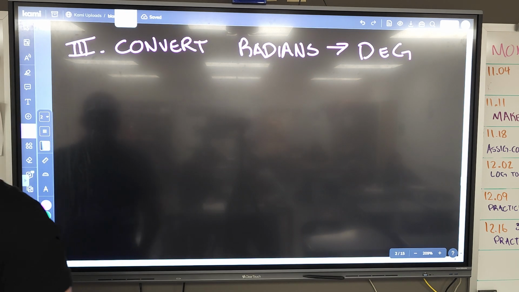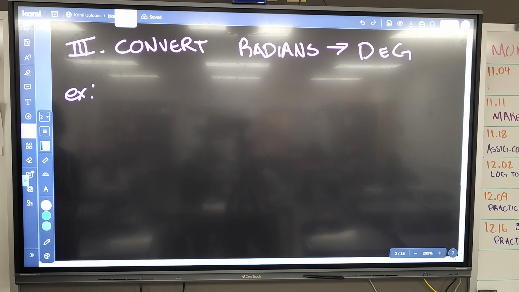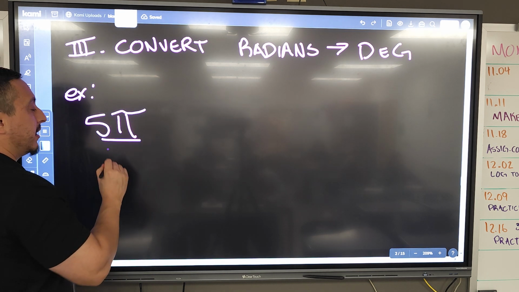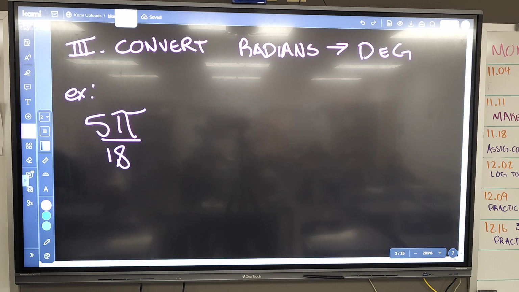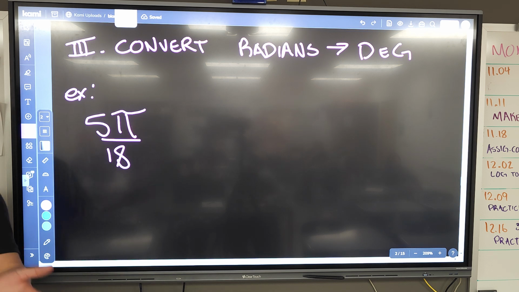Okay, now this one's really important because look, this number, what was it? 5 pi over 18. I think here's where you're going to see the value of this. If I asked you, hey, where is 5 pi over 18 on the graph? What kind of angle is that? I have no idea. It's hard to work with radians. Is it in the first quadrant? Is it in the second quadrant? I don't know. So we convert.